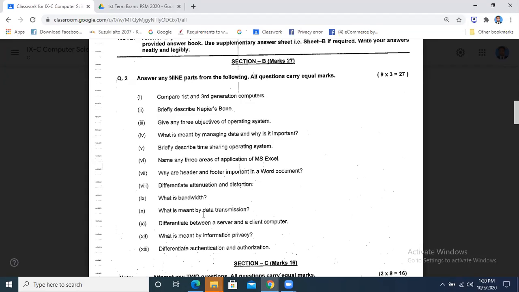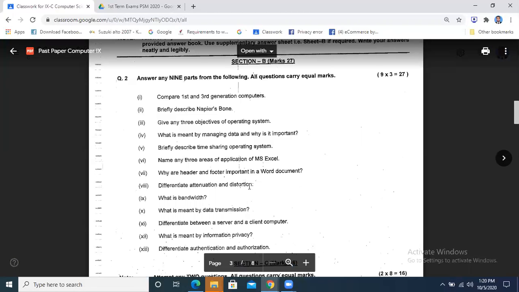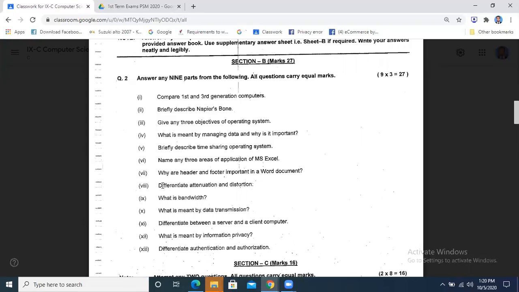And when we have differentiate, write differences between attenuation and distortion, you should write at least 3. Take this example: differentiate between attenuation and distortion. Such a kind of question is there. So you have to write at least 3. Why? Because the question is of 3 marks.